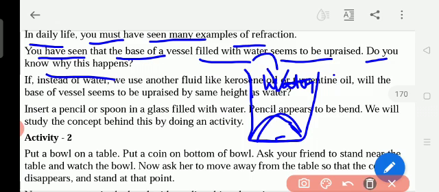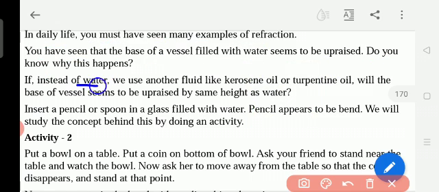Next, instead of water we use another fluid like kerosene oil or turpentine oil. Will the base of the vessel seem to be upraised by the same height as with water? Yes, if you use other liquids instead of water, it will show like that only.